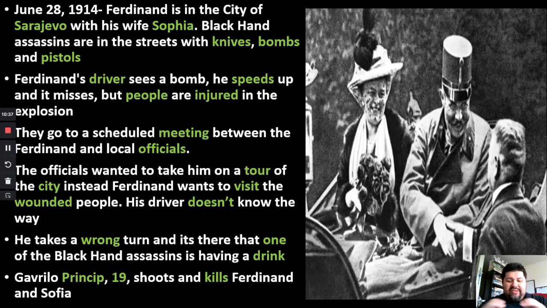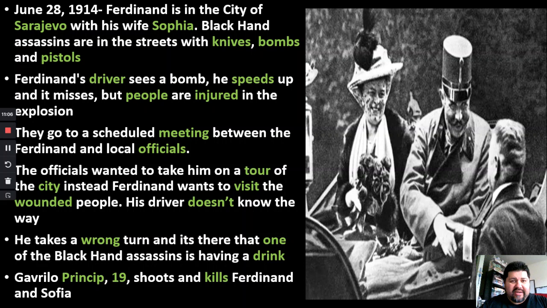Because remember, not only does the bomb explode, it sends shrapnel. Parts of the bomb are made of metal. It explodes, and it just goes out at such a velocity. A lot of people got hurt. Pieces of metal got into people's stomachs, face, chest, legs, whatever. And still, Ferdinand got away safely, and they made it to their scheduled meeting.